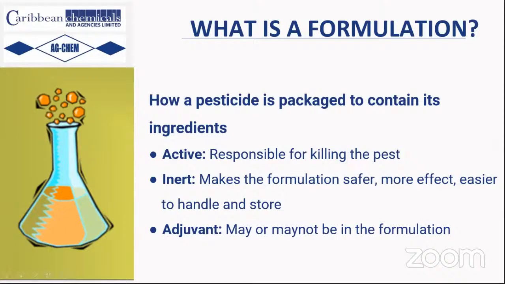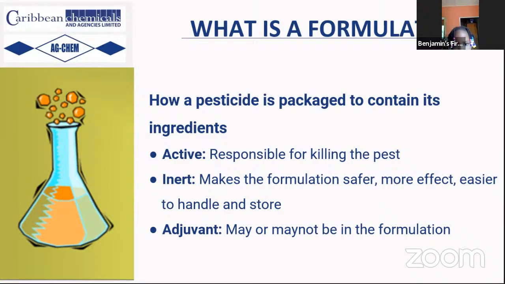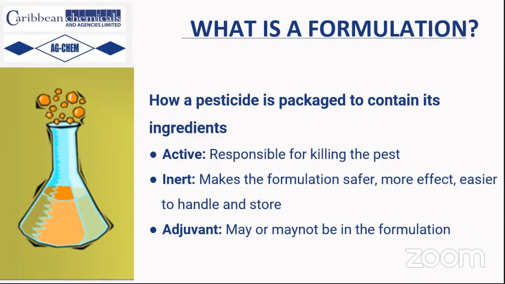So what is a formulation? Formulation is basically how the pesticide is packaged to contain its ingredients. You have two major ingredients in the pesticides: one is the active ingredient and the other is the inert ingredient. Some pesticides may have more than one active ingredient. However, the active ingredient is responsible for killing the pest, while the inert ingredient makes the formulation safer, more effective, and easier to handle and store. Some pesticides already contain an adjuvant, while others you may have to add an adjuvant when mixing for application.